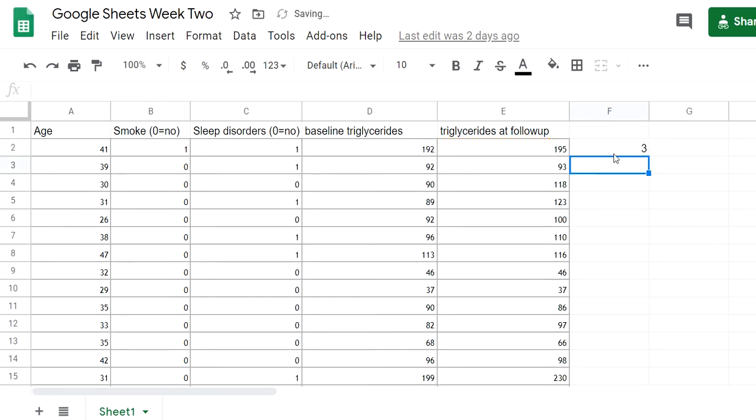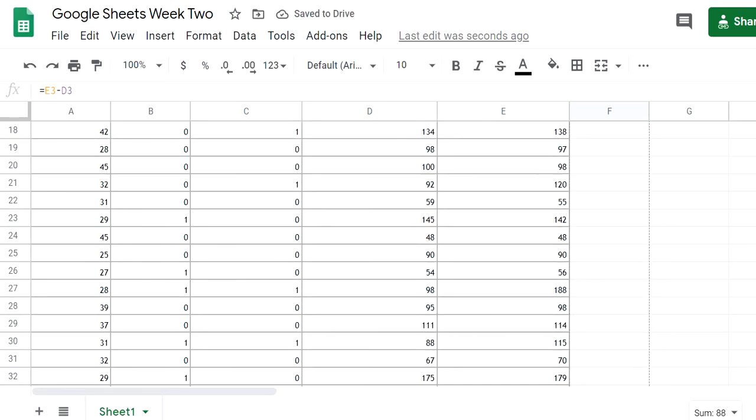It's like a program. Now if you click and drag, it moved that program down here. Look, this one is calculating the difference between E3 and D3. So it's calculated that difference for us. And if you click and drag, look, all the differences are being calculated. We don't have to do any number crunching ourselves. So click and drag all the way down.